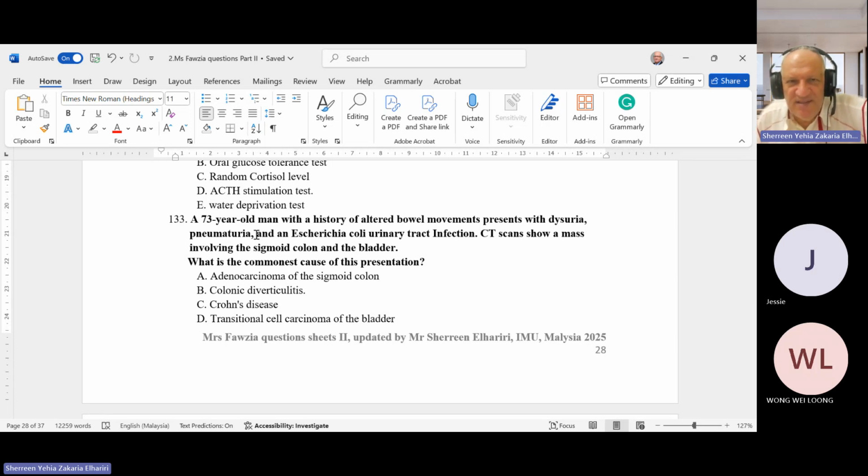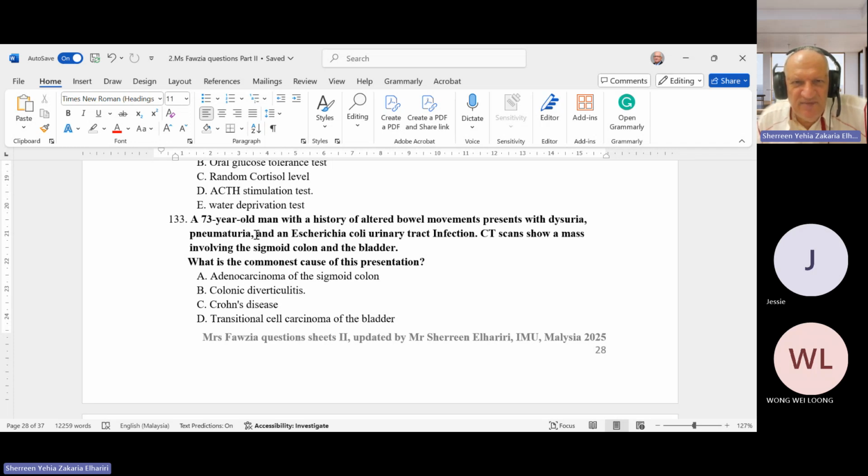CT scan shows a mass involving the sigmoid colon and the bladder. What is the commonest cause of this? It can be both: adenocarcinoma of the sigmoid or colonic diverticulitis, but CT shows a mass involving the sigmoid and the bladder. What is the common cause of this presentation? Actually, both can be correct, but the correct answer is colonic diverticulitis.